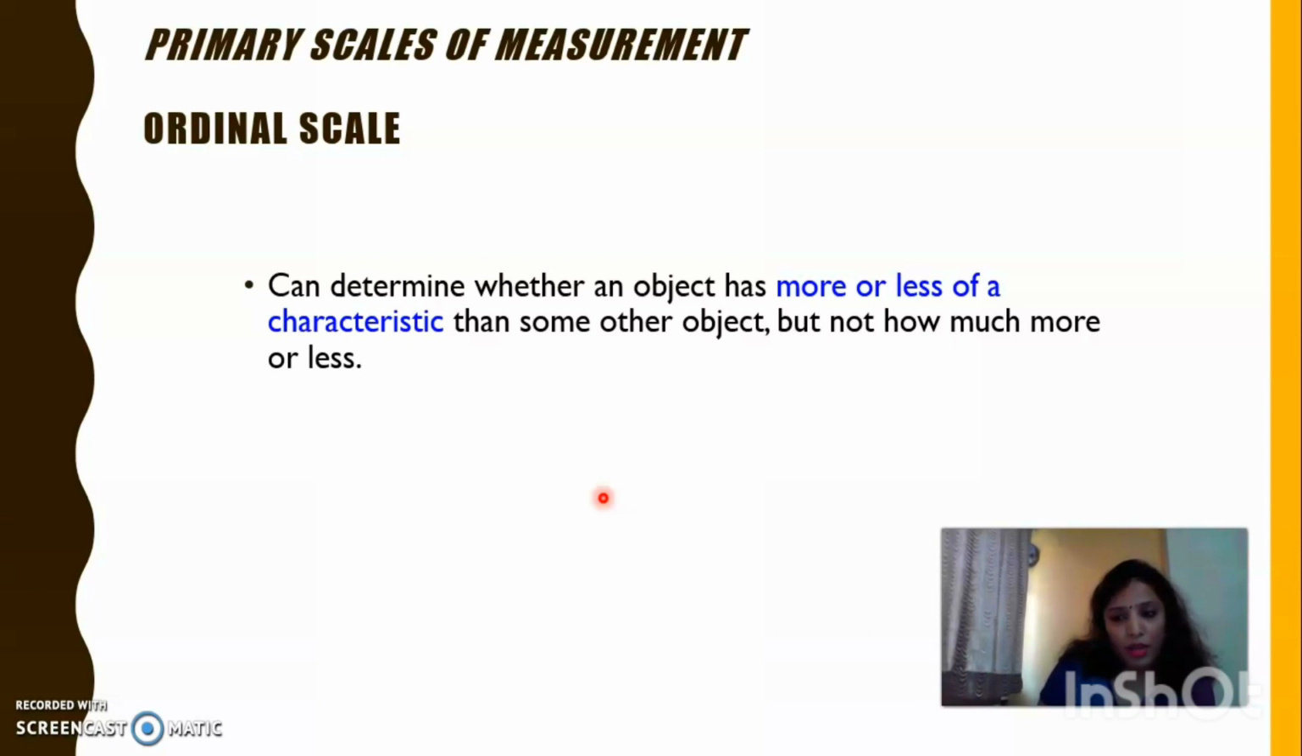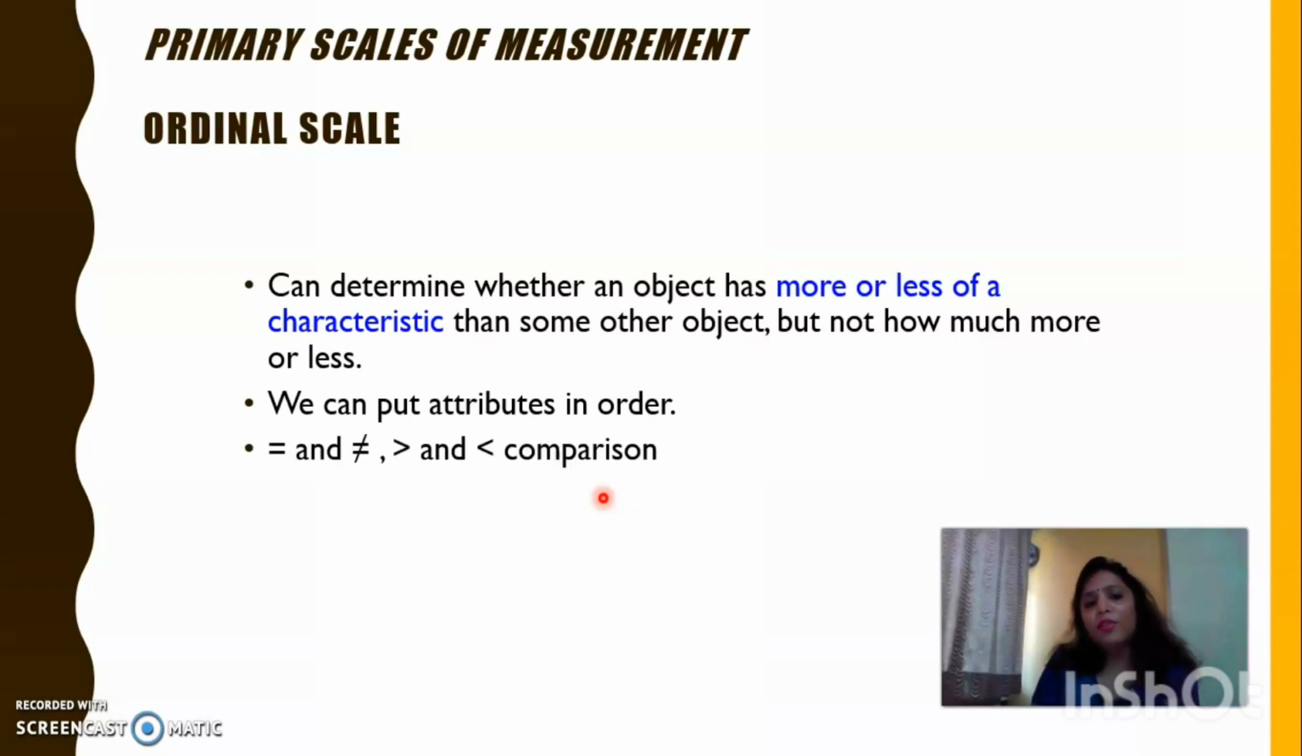Ordinal scale is associated with the order. When we arrange something in order, that means the item which comes first in the order possesses more of a characteristic, and the items which come later in the order may possess less of a characteristic. So when I arrange the apples on the basis of their taste, and I assign numbers, say for example, the apples which are extremely sweet, I give them number 5, right? The apples which are less sweet, I give them number 4, and so on.